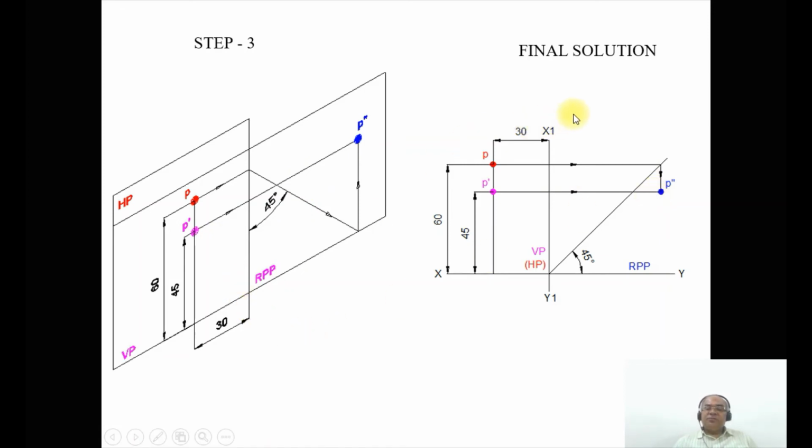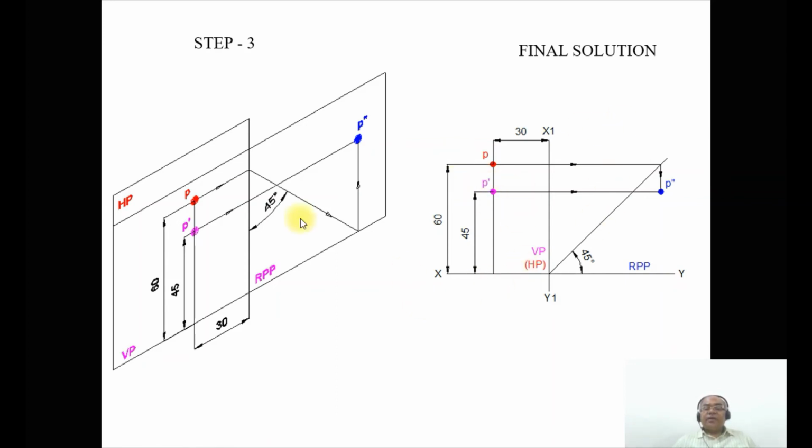And the distance with respect to the profile plane, that is behind RPP, which is 30 mm, is seen in both VP and HP. So from X1Y1 line, you measure the distance of 30 mm and draw a parallel line. Then the distance above HP is seen in VP. So since VP is above XY line, from here you measure the distance of 45 and you mark that point, which is P dash. So what I am trying to explain here is how to draw this by using a sketchbook.